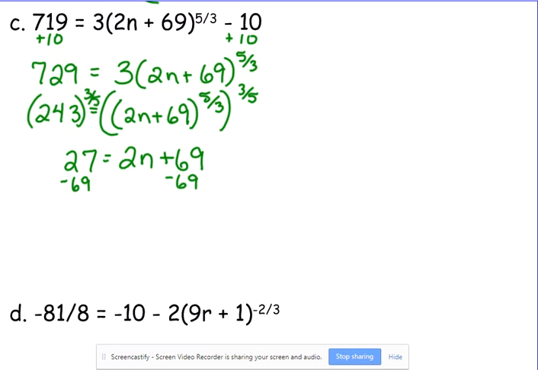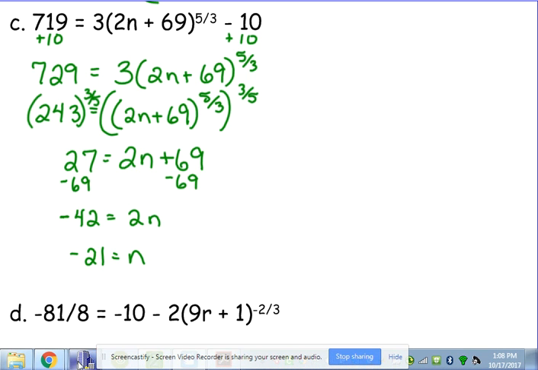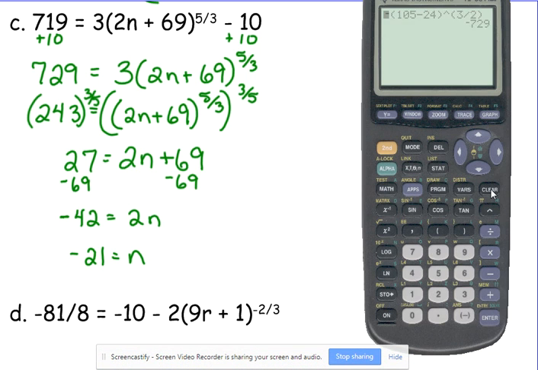So subtract 69, negative 42. So negative 21 is equal to n. Usually if I get a negative answer, I'm definitely checking a negative answer just to make sure. But it checked out. Okay, the negative was okay here.